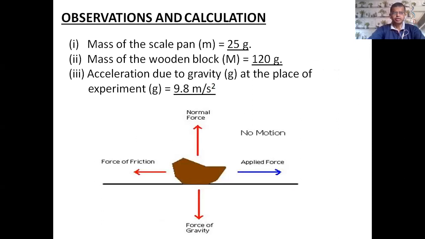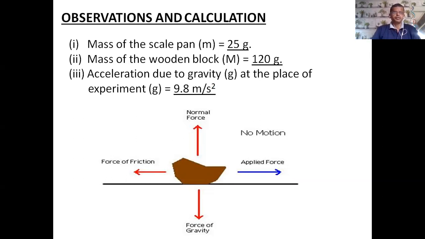Each and every practical starts with the observation. This observation, in the exam, may be given by me or by the examiner, otherwise you write it yourself. First, we want the value of the mass of the scale pan. It is 25 gram. In the laboratory, you will see the value 25 gram already written on the pan, with the symbol small m, because here we use both small m and capital M. So it is compulsory to use the mass of the scale pan as small m, 25 gram.